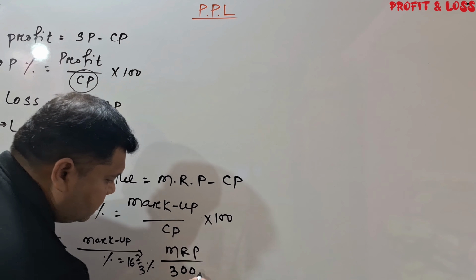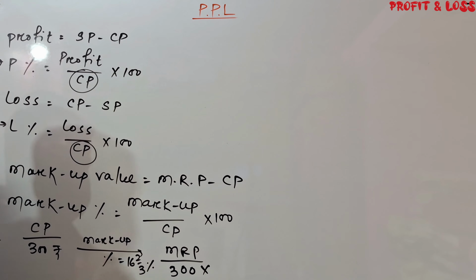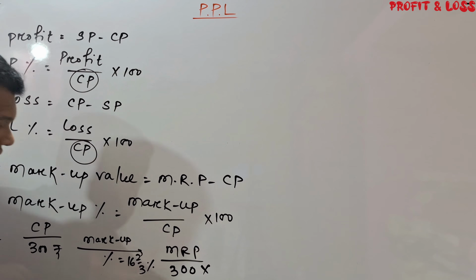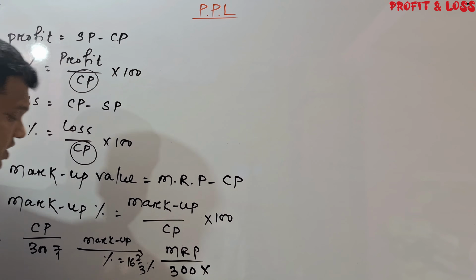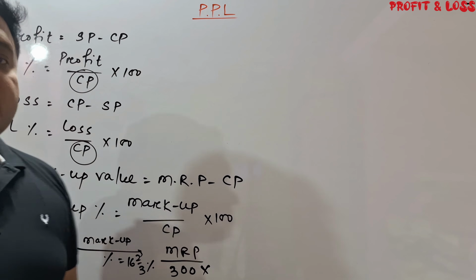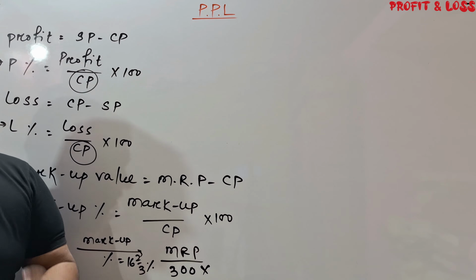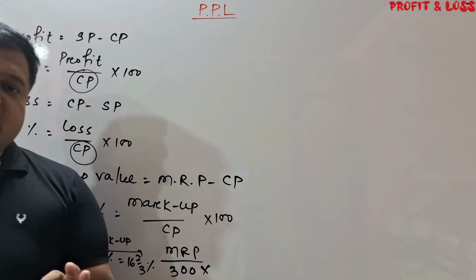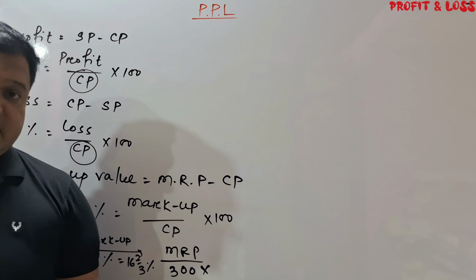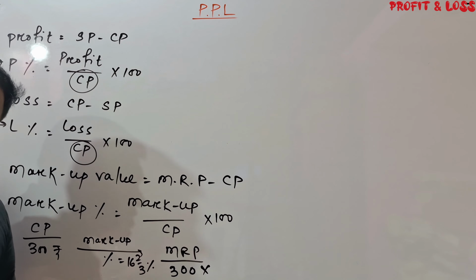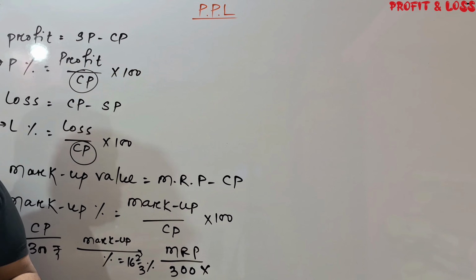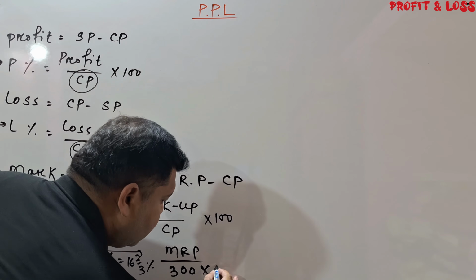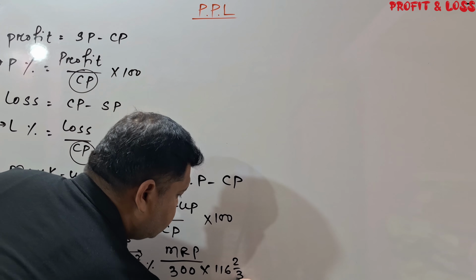So here I will write 300. Markup percentage indicates what? Percentage increase. So into 16%, 16 whole 2 by 3%. Increase means what? Last class we discussed in percentage chapter: 10% increase of a number means 110%. 16 whole 2 by 3% increase means 116 whole 2 by 3%. So into 116 whole 2 by 3%.